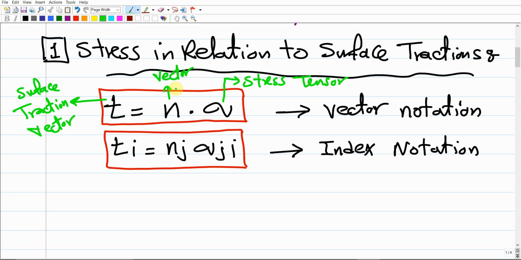From vector and tensor calculus, the dot product of a vector with a tensor gives a vector, because the dot product gets rid of one of the unit vectors. The tensor has unit vectors like i j or k j, and the vector has i or j, so the dot product removes one of them and we end up with only one unit vector. It means the left hand side is a vector, and a tensor dot product with a vector gives a vector. This is the relation between the stress and the surface tractions in the vector notation.